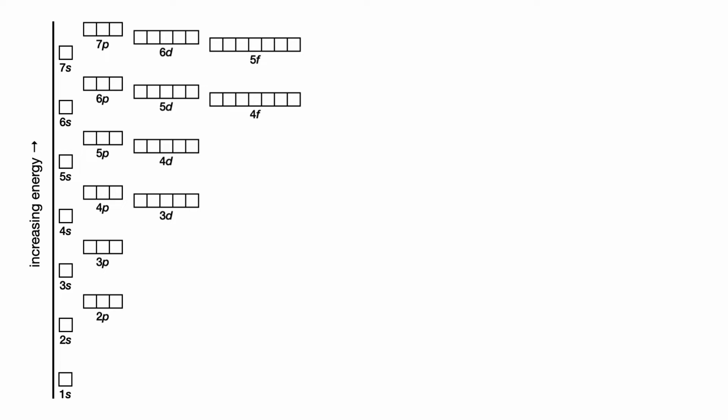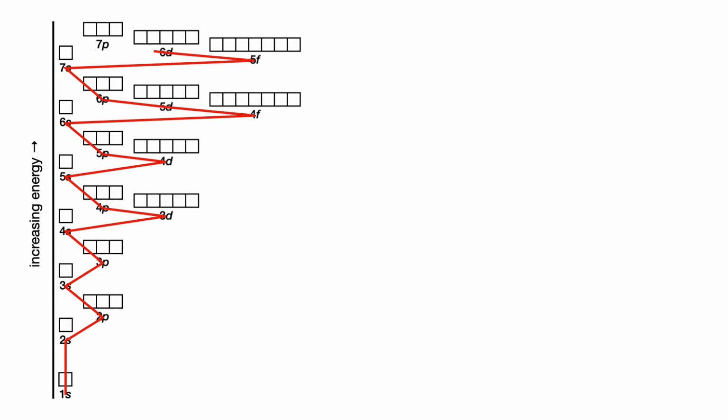The p sublevels get raised a little bit, the d sublevels get raised even more, the f sublevels get raised the most. And so the result is that if you look at the sublevels of an atom in order of increasing energy, it follows this kind of zigzag pattern.